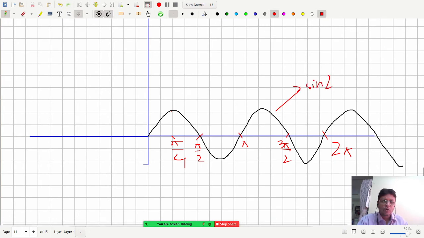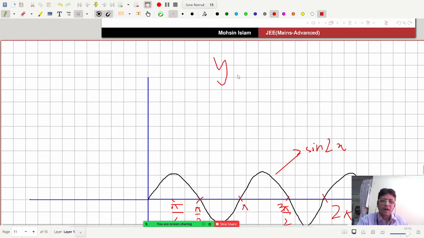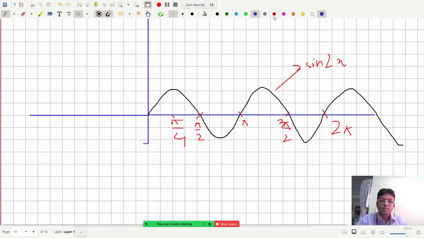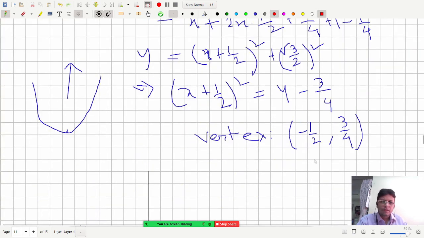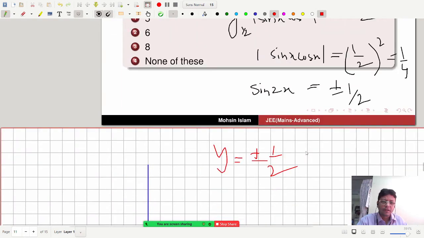Now you have to draw y equal to plus minus half. I have to draw two lines, y equal to half and y equal to minus half, that are parallel to the x-axis. So this is the y equal to half line, and this is the y equal to minus half line.